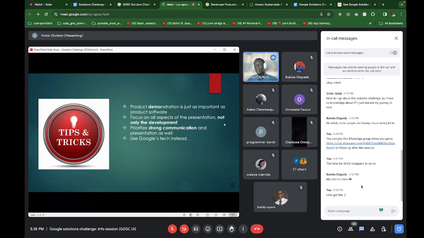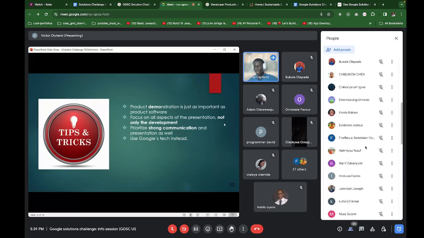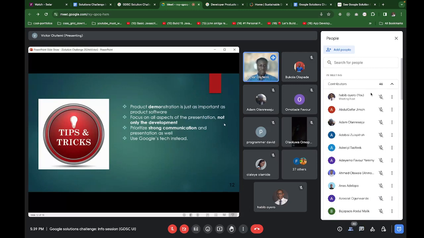And lastly, which I think is the most important of all, is use Google's technology. You hear some guys that participate in the Google Solution Challenge tell you stuff like, I'm more of a Microsoft guy. Just keep your Microsoft tools to yourself, or whatever other frameworks you are using, and try to focus on Google technologies. For instance, if you have the opportunity to use Google Slides instead of Microsoft PowerPoint, please use Google Slides.